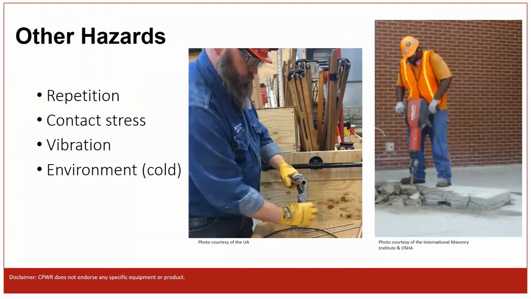Other hazards that contribute to risk for soft tissue injuries but may not involve handling materials are highly repetitive tasks, such as repeatedly tightening objects using a wrench, contact stress, hand and body vibration, such as that caused by jackhammering, and working in a cold environment.